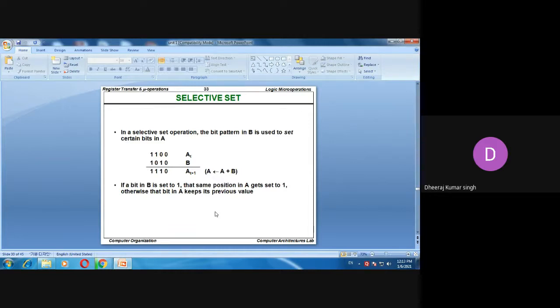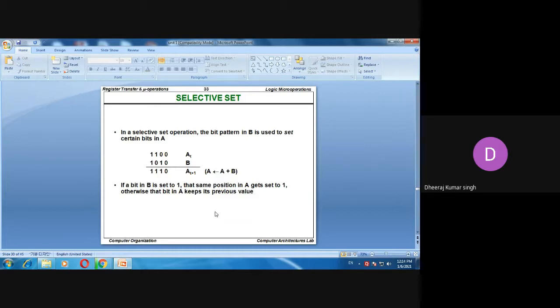First of all, what do we mean by the selective set operation? The rule to perform the selective set operation is that the bit pattern in B is used to set certain bits in A. Suppose two numbers are there, A and B. A has the value 1100 and B has the value 1011. Whatever bits are present in B will affect the bits of A.